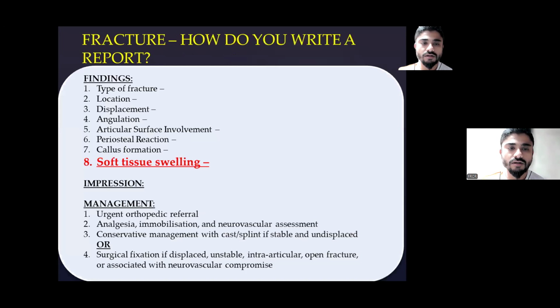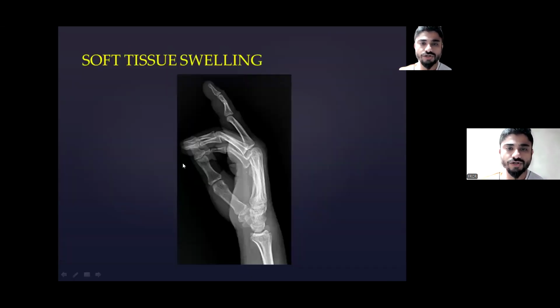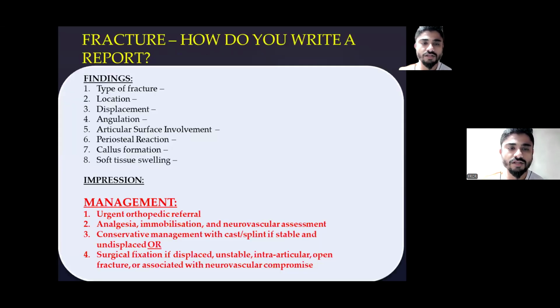Right? Now coming to the last part, that is soft tissue swelling: whether there is any associated soft tissue swelling. Now here, this is a lateral radiograph of the finger. This is the fracture, and associated with the fracture, you see there is soft tissue swelling over here. Now in the impression, whatever fracture you are seeing, you just have to write it in the impression.